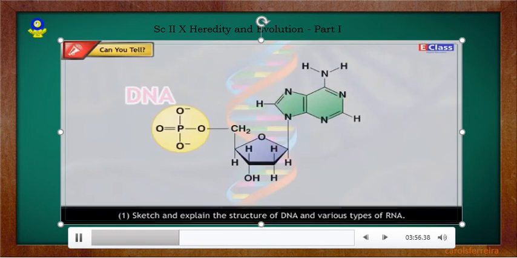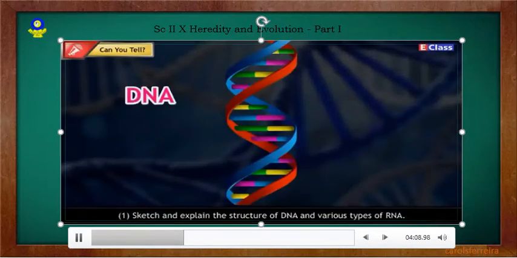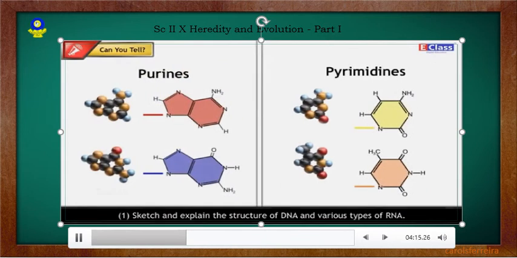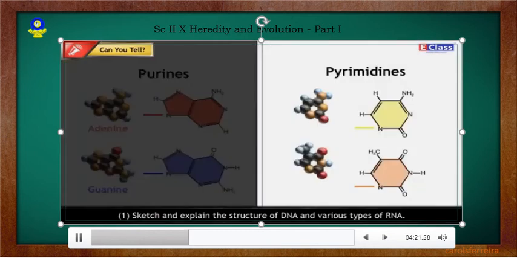2. Each nucleotide is made up of A. Phosphoric acid, B. A deoxyribose sugar, C. A nitrogenous base. 3. Nitrogenous bases are of two types, viz. purines and pyrimidines. 4. The purines are of two types, viz. adenine and guanine, and pyrimidines are of two types, viz.